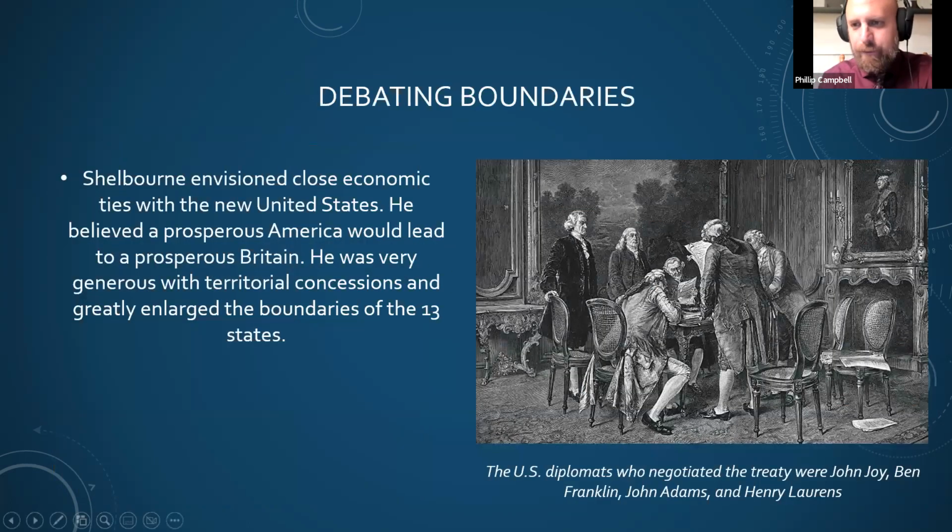Shelburne was actually very visionary in what he wanted to do with this treaty. He had a clear idea of where he wanted to go. He envisioned that Britain would have very close economic ties with this new country, the United States. Shelburne believed that a prosperous America would lead to a prosperous Britain. And so he was very generous with territorial concessions and enlarged the boundaries of the 13 states considerably.